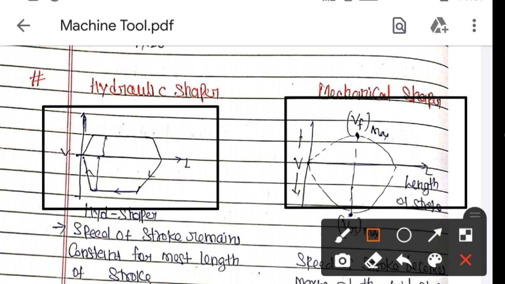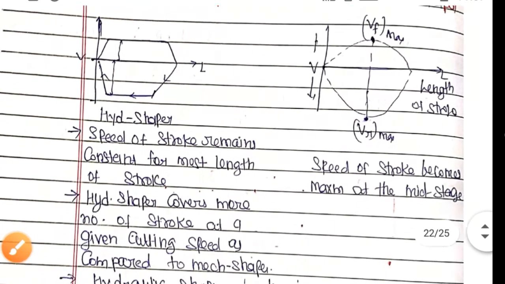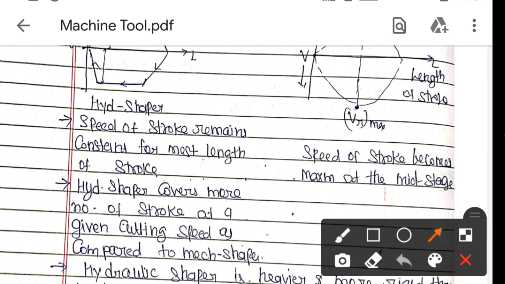Okay, so we'll just talk one by one. In a hydraulic shaper, the speed of the stroke remains constant for most of the length of the stroke. Here the point is that for most of the length of the stroke, the speed will remain constant. You can look at this from the graph also.